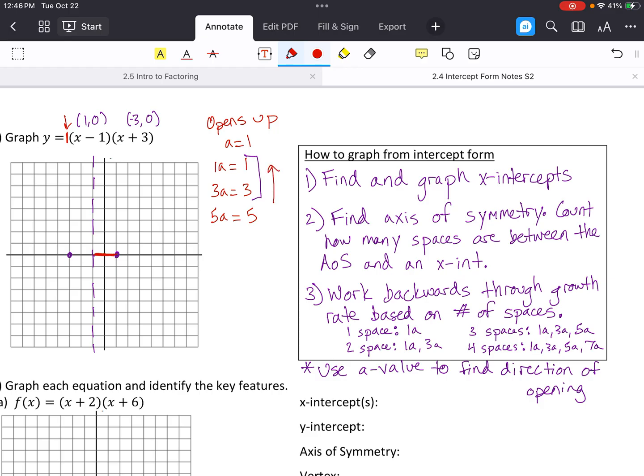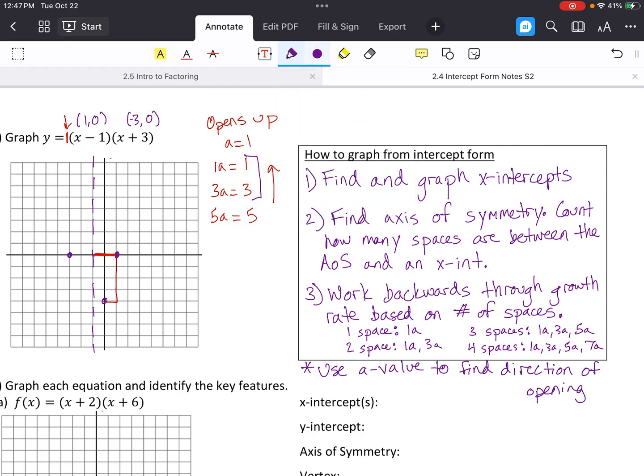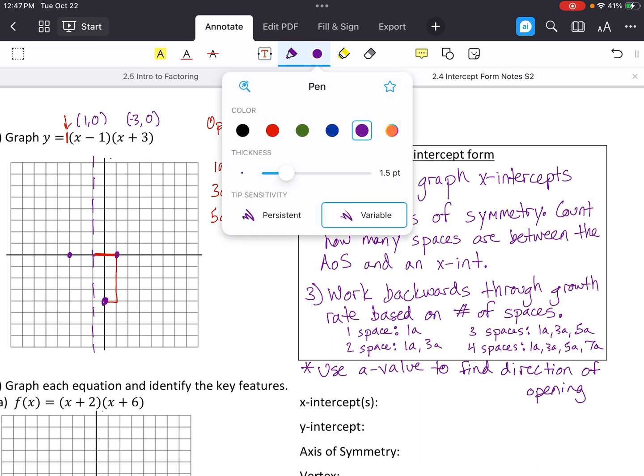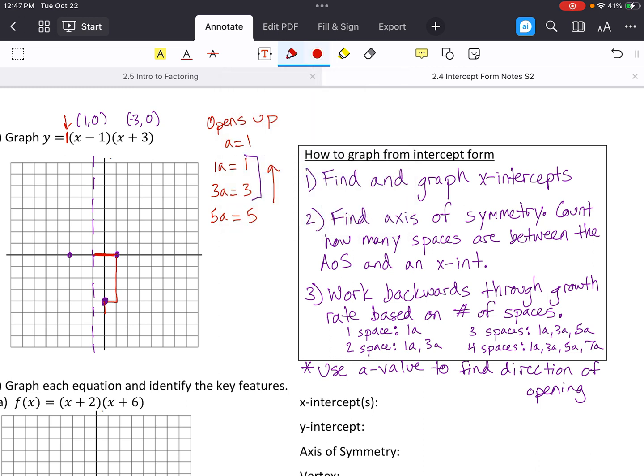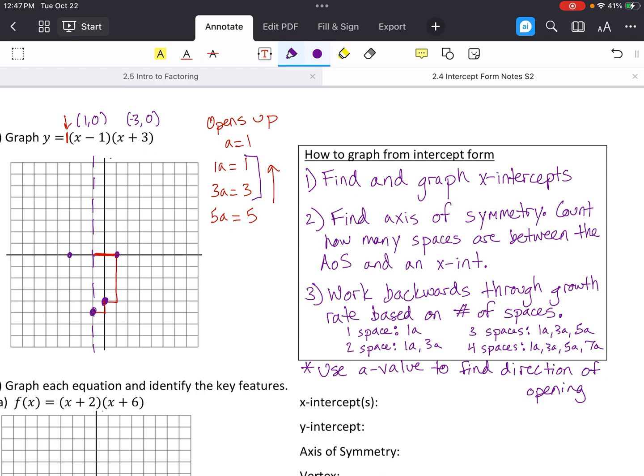So I'm going to start by going down 3 over 1. And that's going to be a point. And then I go down 1 over 1. And that's my other point. That's my vertex. I do the same on the other side where I go down 3 over 1 and then down 1 over 1. And that's actually the shape of my parabola.